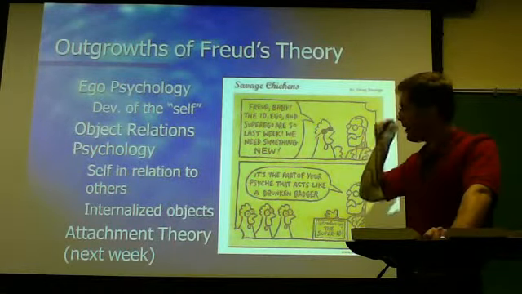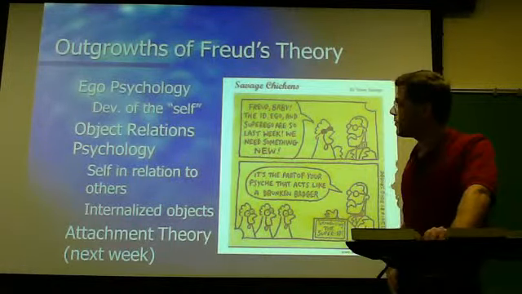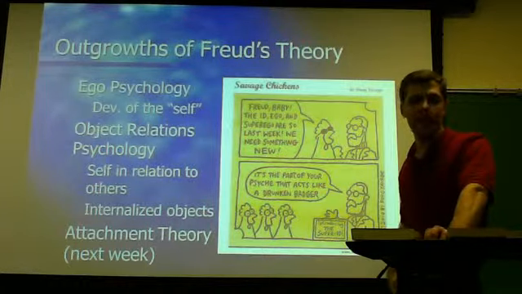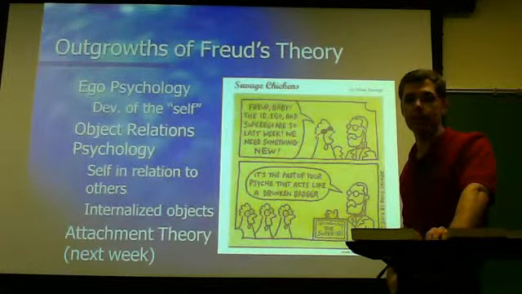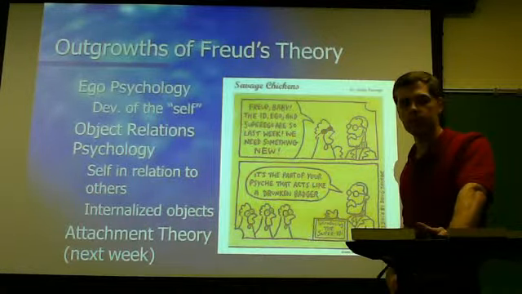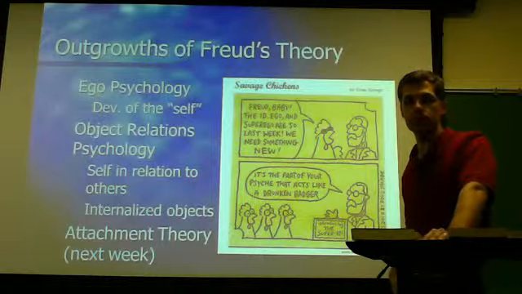Some of the major Neo-Freudian theories are ego psychology, object relation psychology, and attachment theory. We'll talk about attachment theory next week in greater depth. So let's focus in right this second on ego psychology.